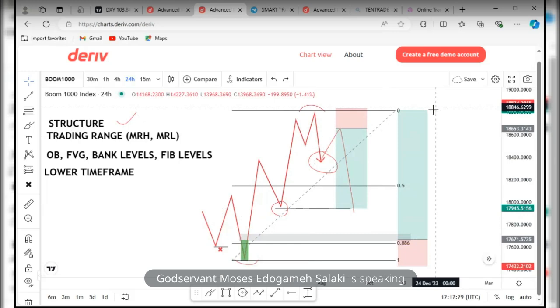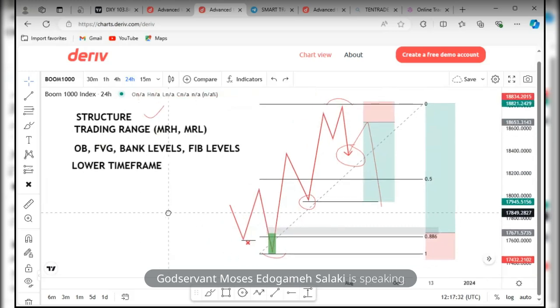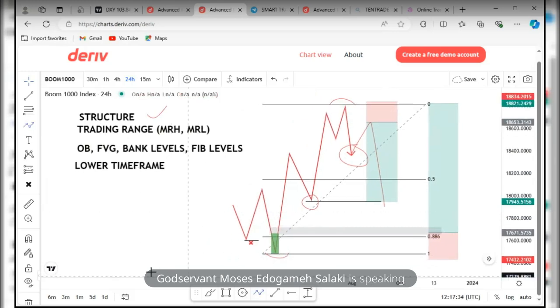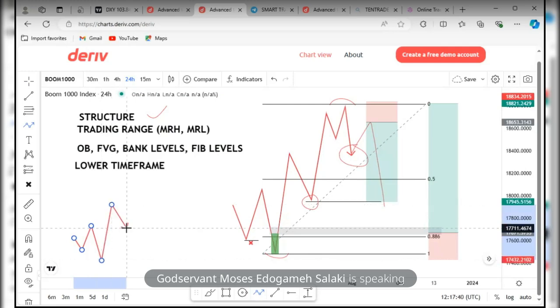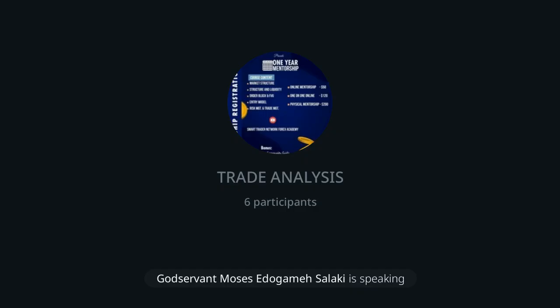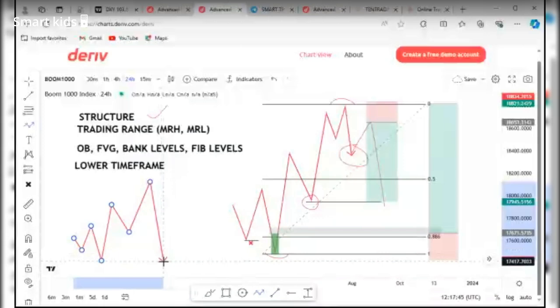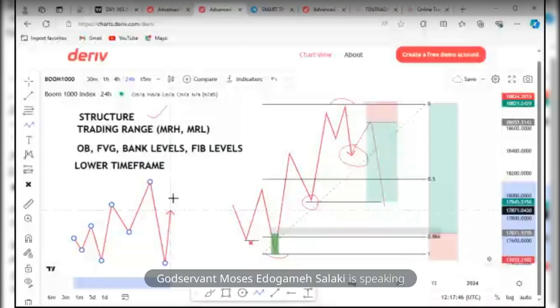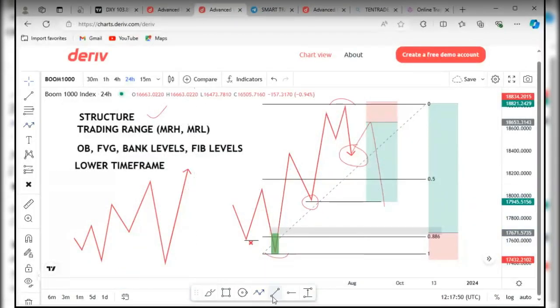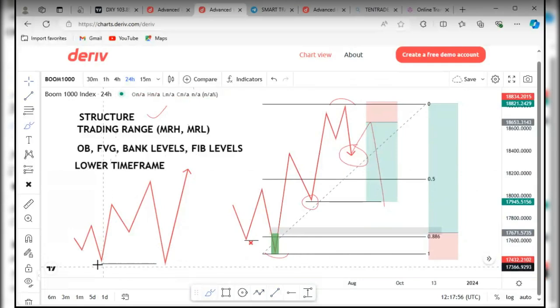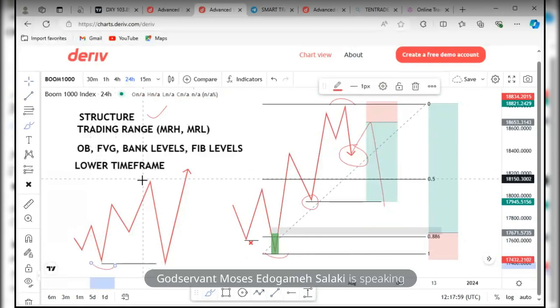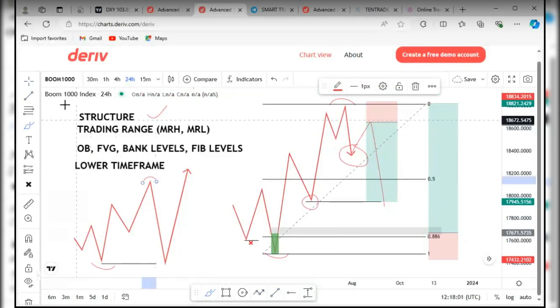Sometimes price may not even completely violate. Price can give you something like this, because everything about the market is liquidity. So instead of retracing from here, price will wick out this low and still go bullish. And this is where the lower time frame comes into place. The lower time frame helps you, it is an extra confirmation.